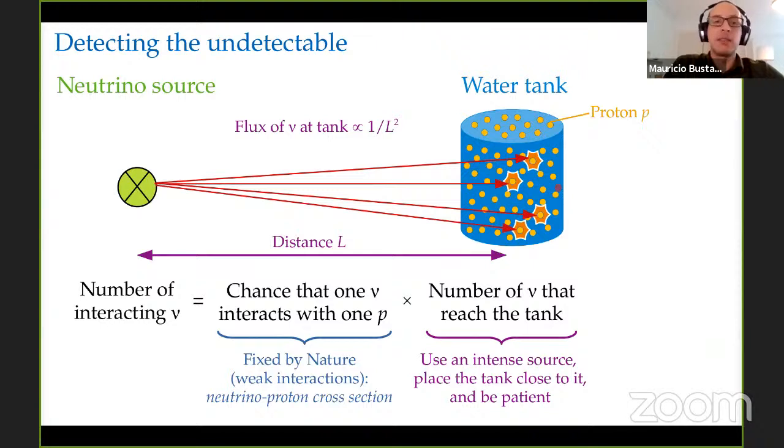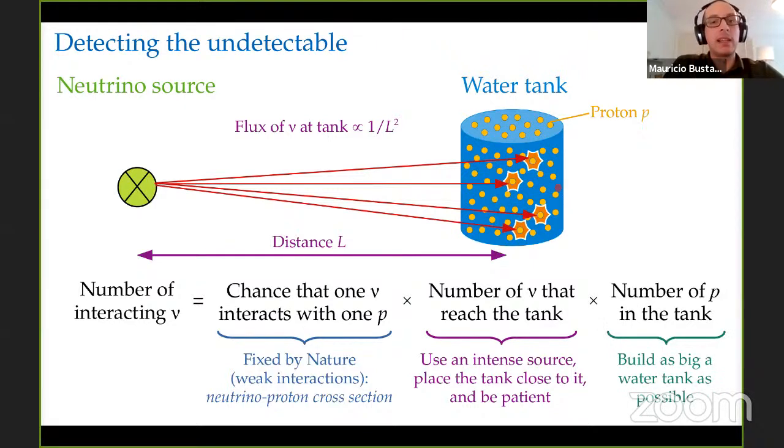In our case, the distance to the astrophysical sources is fixed. They're very far away, so this is something we don't have a lot of control over. And finally, the number of target protons in the tank. You want to build something as big as possible to maximize the number of interactions. And we'll see that the neutrino telescopes used to see astrophysical neutrinos are huge. So they went this route.